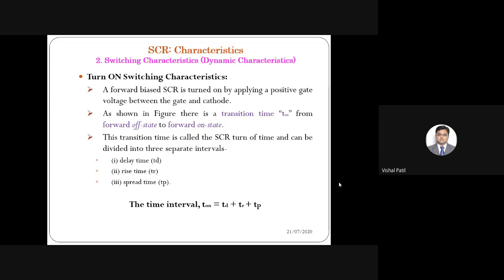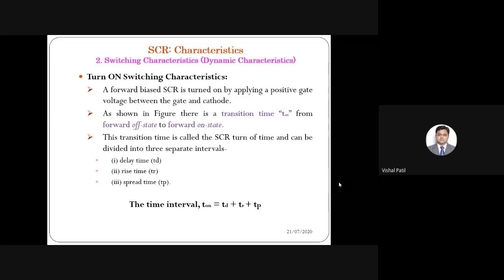So all these three components constitute together the time interval of turn on of SCR. Okay, म्हणजे SCR टर्न ऑन होण्यासाठी काहीतरी वेळ लागतो ऑफ कडून ऑन होण्यासाठी. त्यावेळेस आपण म्हणतो की त्याला ऑन झाला, बरोबर. आणि हा जो टाइम आहे तो तीन कंपोनंट मध्ये डिवाइड केलेला आहे. तीन कंपोनंट कुठले? पहिला आहे डिले टाइम, दुसरा आहे राइज टाइम आणि तिसरा आहे स्प्रेड टाइम.